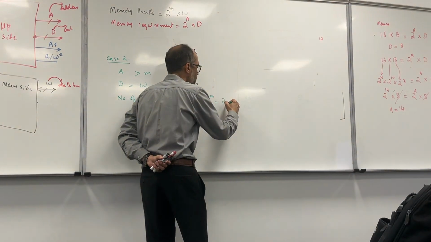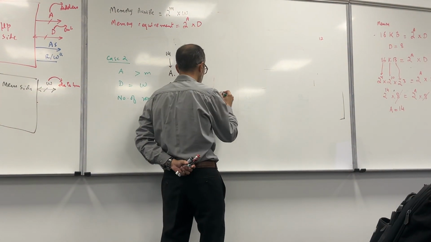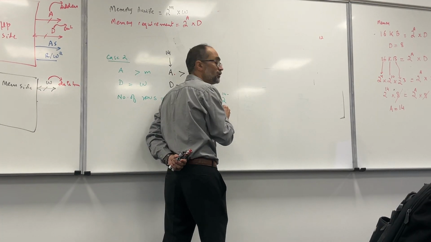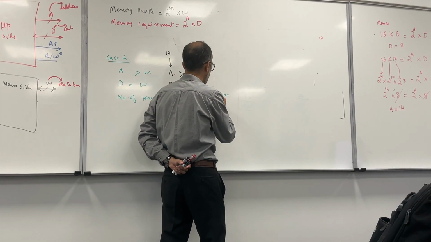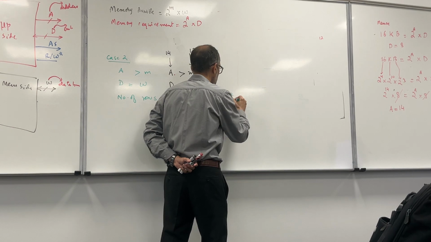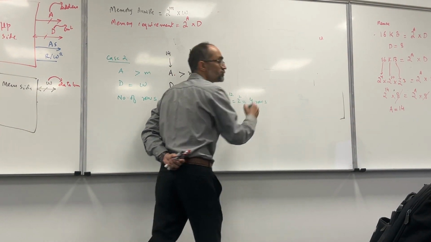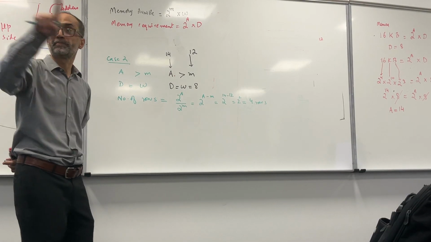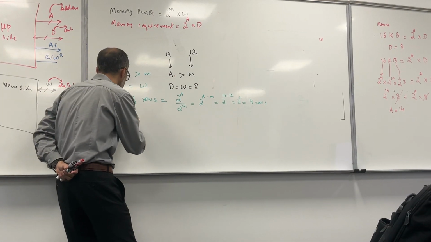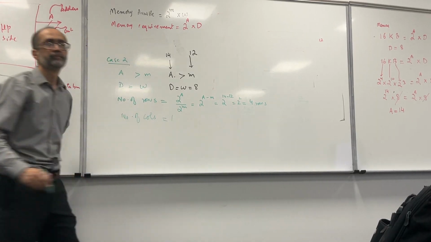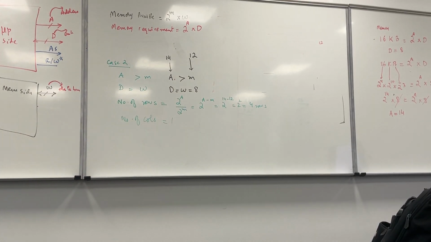And what is A here? 14 minus M, 12, which is 2 to the power 2. So we need how many rows? 4 rows, and 4 rows is actually the number of chips. And now how many columns will there be? The number of columns will be equal to 1. And how? I will explain it now.